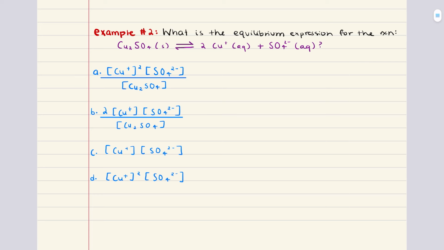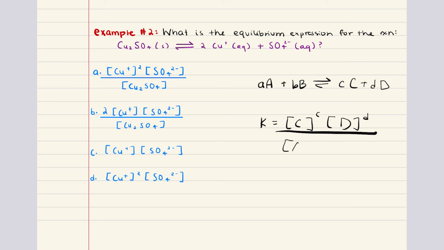Problem 2 says, what is the equilibrium expression for this reaction? Now, looking at the reaction, remember that our equilibrium expression for a generic reaction that has a moles of reactant A and b moles of reactant B, giving us c moles of product C and d moles of product D, follows the following rules. We have the concentration of our products raised to their respective stoichiometric coefficients over the concentration of our reactants raised to their respective stoichiometric coefficients. So just as a friendly reminder, this is how we can write our equilibrium expression for a generic reaction.